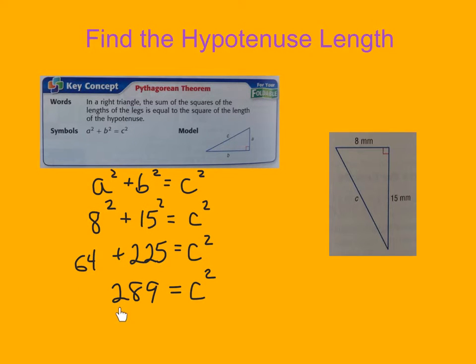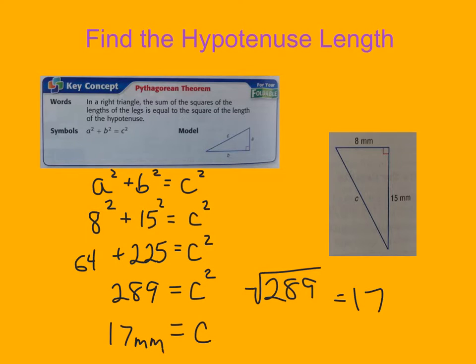So now I add these together, I get 289 equals c squared, and now I remember to solve for c, I'm going to have to do the opposite. So I want to find the square root of 289, and when I do that on a calculator, that gives me 17. So I know that c, the hypotenuse, is going to be 17, and the label is millimeters. So that's how I can use the Pythagorean theorem to help me find the length of a hypotenuse.